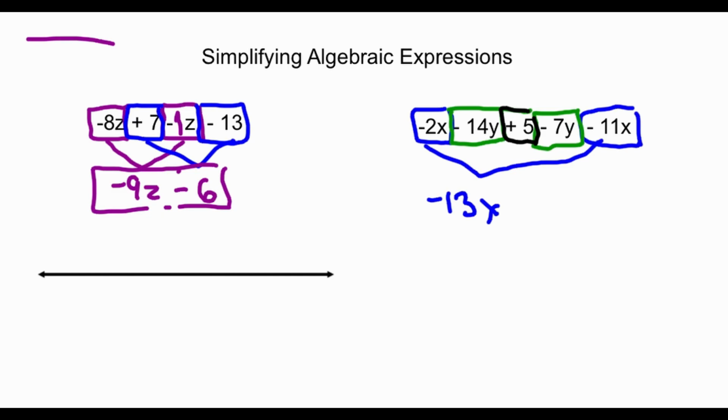Now let's do it with the y terms. Here you have 14y, and it's a negative 14y because it has the minus in front. So it's negative 14y minus 7y. Well, let's think about it. If you started in the number line in the negative 14 and you're taking away 7 more, you're going to go further into the negatives. So if you combine the negative 14 with a negative 7, you end up with negative 21y.